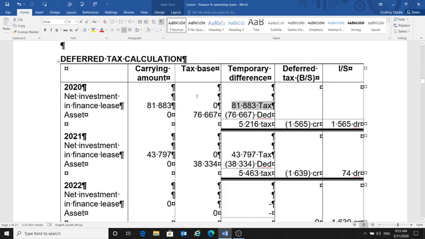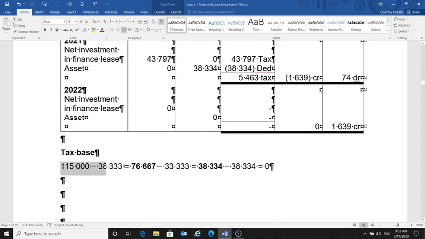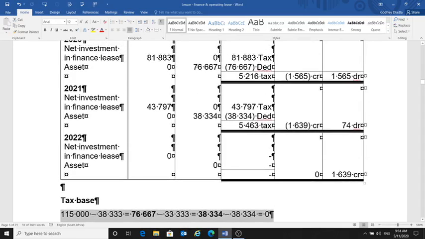Right, then we come to the tax part. The tax part, I can analyze it using this part here at the bottom. Your asset when you bought it is 115. You are allowed wear and tear of 38,333, right? That gives you a tax base of 76. You'll see this is the 76. It's here also, right? When you minus again the 33, the following year takes your tax base to 38,334, which is this one now. Then you minus the last one, it takes you to 0. Okay.